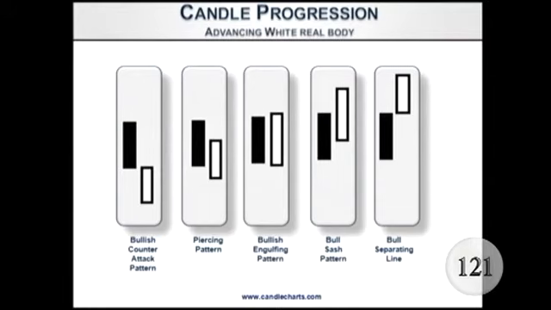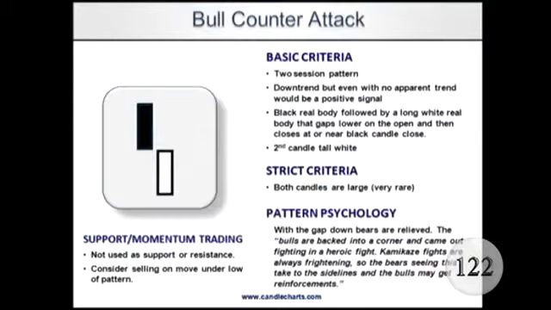So we're going to first start with where the white candle gaps down on the opening and then closes unchanged from the prior close. It's a bullish counterattack. The basic criteria is the market is in a downtrend, but the trend is not. Some of the candle signals, let me flip back here.